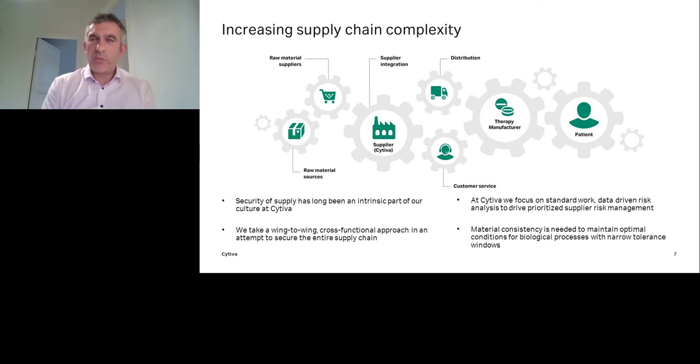But at Cytiva, security of supply has long been an intrinsic part of our culture and our business and our way of thinking. And we strive to take a wing-to-wing, cross-functional approach in an attempt to secure the supply chain and involve stakeholders from across our business. A number of ways we do this. First of all, we aim to standardize our work to make sure that things are repeatable and dependable in our processes, and that we have clear roles and responsibilities. And when it comes to analyzing risk, we strive to take a data-driven approach. And this enables us to look more objectively at how we prioritize risk mitigations and supplier risk management. And in addition to that, material consistency is needed because biological processes often have narrow tolerance windows. So in that regard, we're very dependent upon our suppliers.